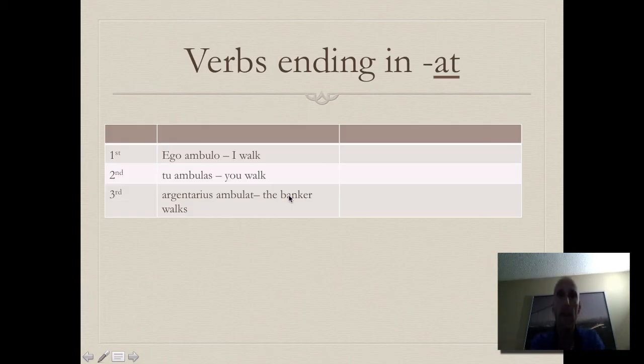So here's what it looks like. The table. I've got ego ambulo, I walk, and that by itself is pretty much a complete sentence if it satisfies a thought. And then tu ambulas, you walk. Argentarius ambulat, the banker walks. Bang, bang, boom. First, second, and third person singular for verbs ending in at is done.